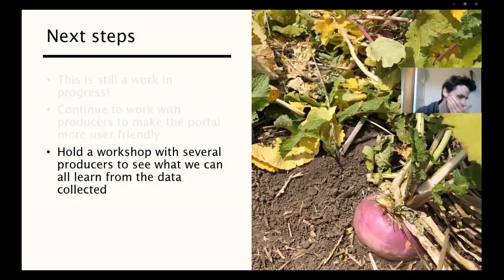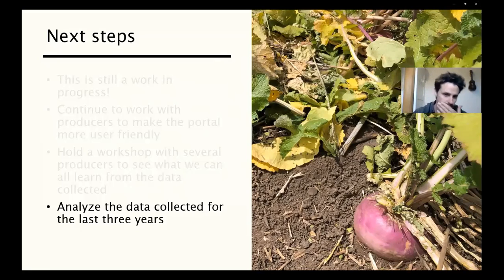We also want to hold a workshop with several of the producers that we're working with to see what we can all learn from the data that we're collecting. So have maybe sometime in the first half of that day just to show the tool and get people familiar with how to use it, and then get folks talking about how this information is useful for them and then what they've been learning from the trials that they've been running on their farms.